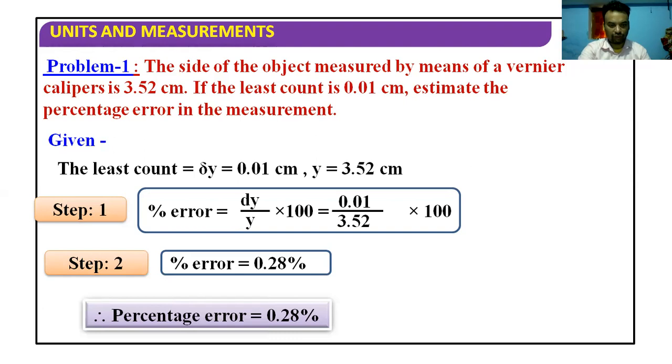So percentage error is 0.28%. This is the percentage error in our measurement of the side by a vernier having least count 0.01 centimeter. This much of error is there. One more thing: because the least count has two significant figures after the decimal, we will take our answer also in two significant figures. Whatever is the least number of significant figures, the answer will also be in two significant figures. So if we take the percentage error as 0.282, we will just round off and take only 0.28 in two significant figures.